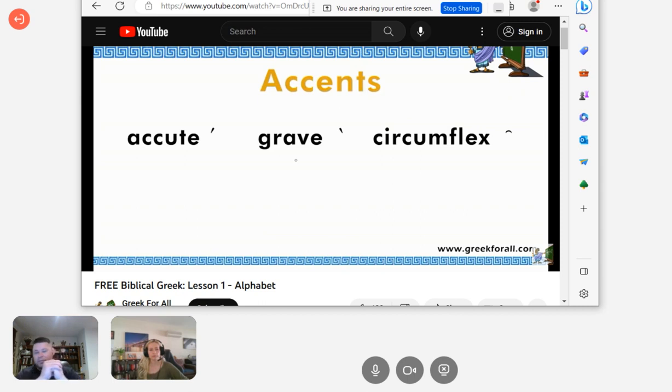Now let's talk about the accents. There are three types of accents in Greek: the acute, the grave, and the circumflex accent. In the ancient times, they indicated the rising and falling tone of a word. For example, the acute indicated that the tone of a word was rising, the grave indicated that it was falling, and the circumflex accent indicated that first it was going up and then it would fall down. But in the modern pronunciation, that difference is lost.